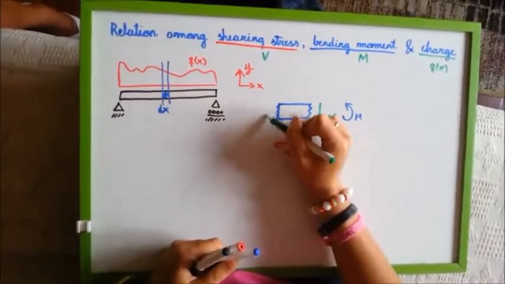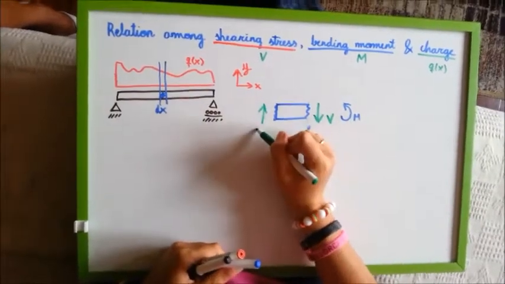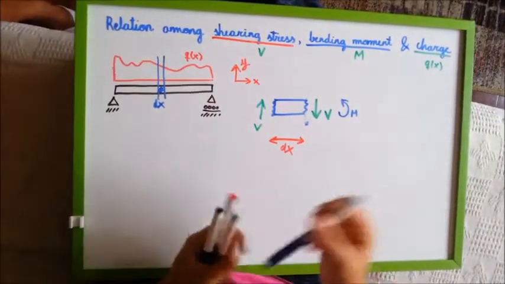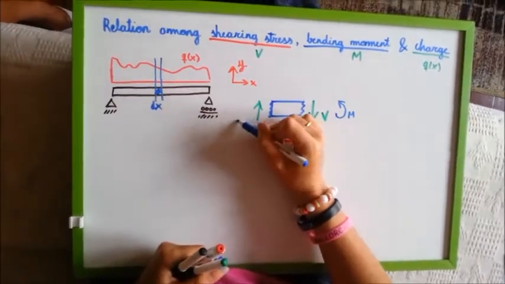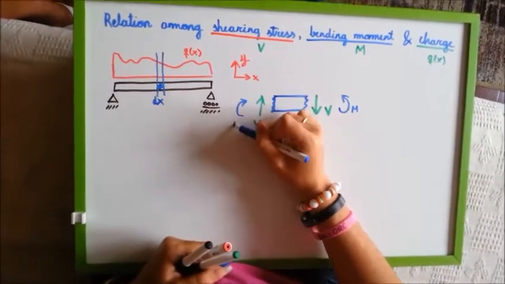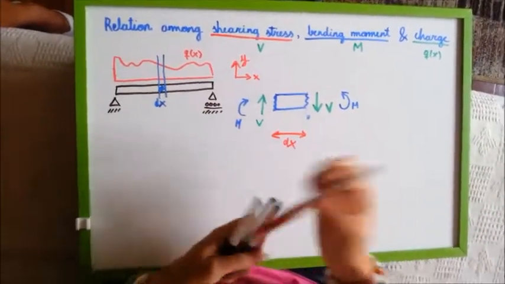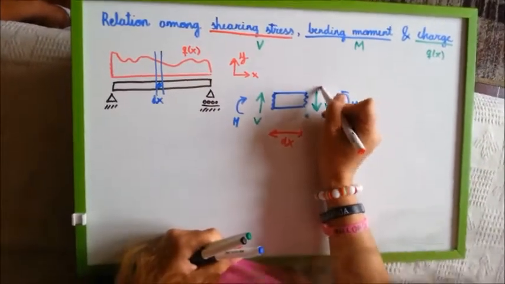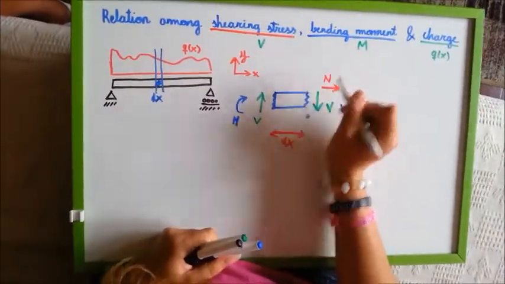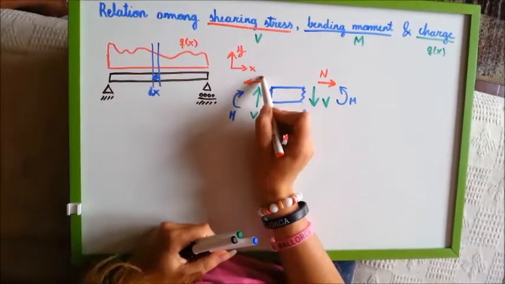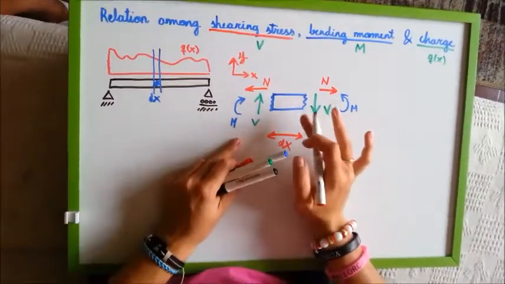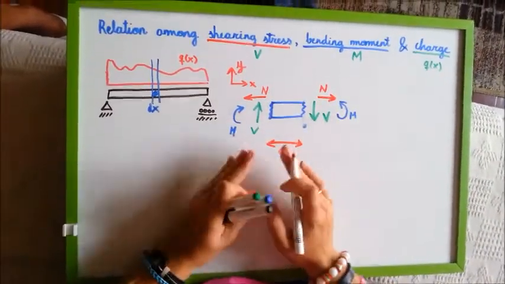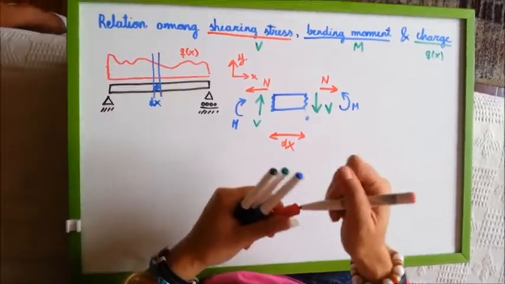On this other side, we have to invert its sense, so it will be upwards, and the moment in this direction. Okay, and the normal force in this case will be like this, and in this case would be like this. But is it okay? No, because here we are moving a differential quantity.